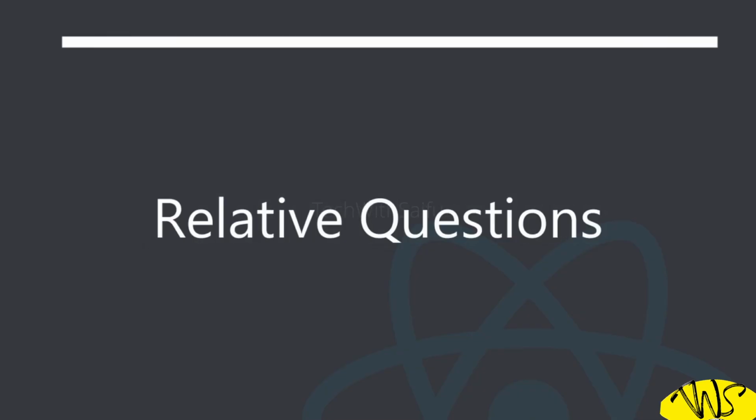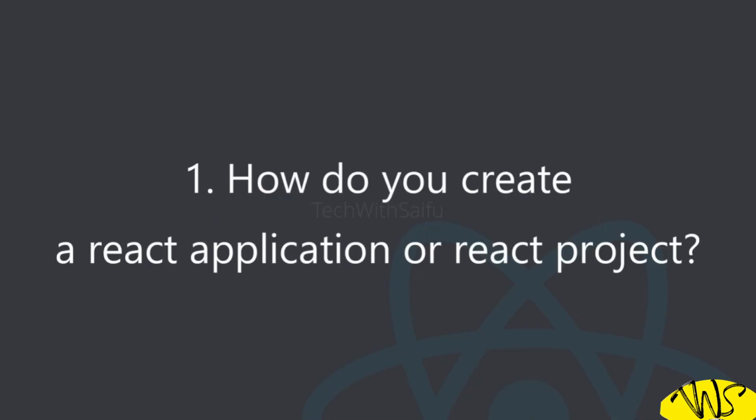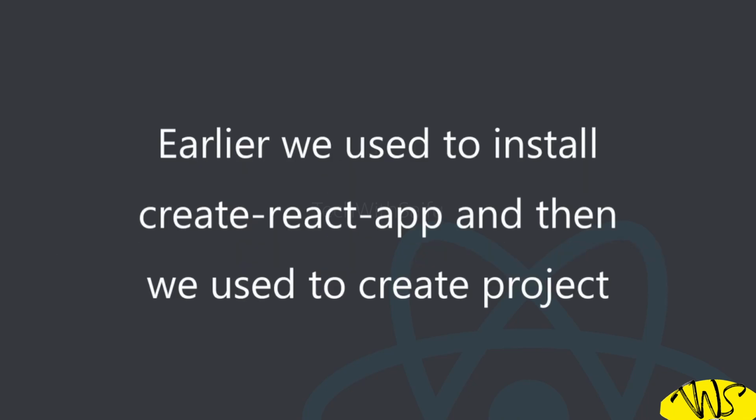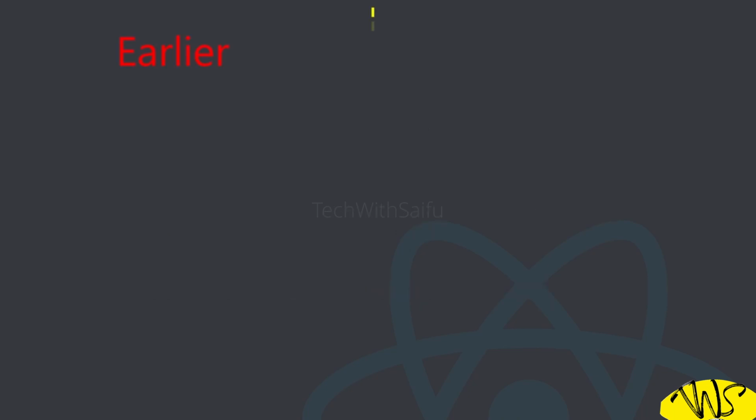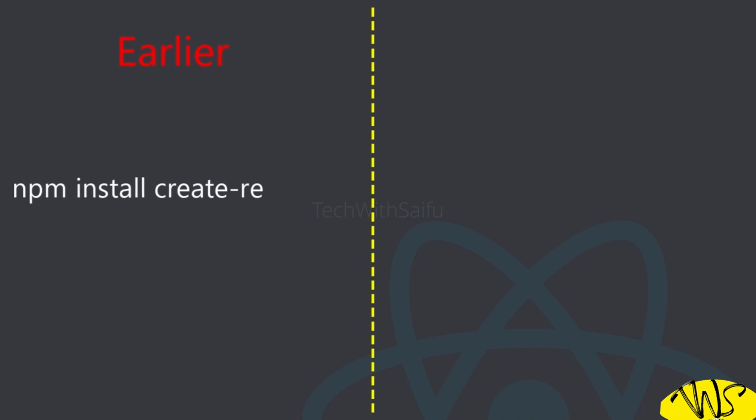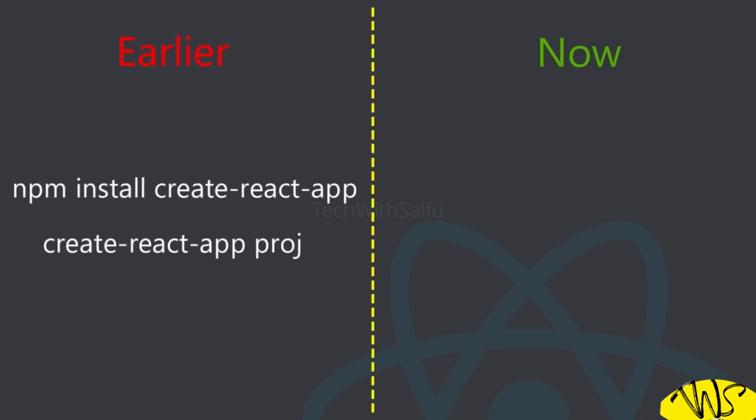Now let's talk about a few basic related questions. The first question is, how do you create a React application or React project? As we have seen, in early days, we used to download create-react-app and then install it. So first of all, we used to write npm install create-react-app, and then we used to create the project with this package itself. We used to write create-react-app, and for example, the project name is project. So this used to create the project, but nowadays we don't do that.